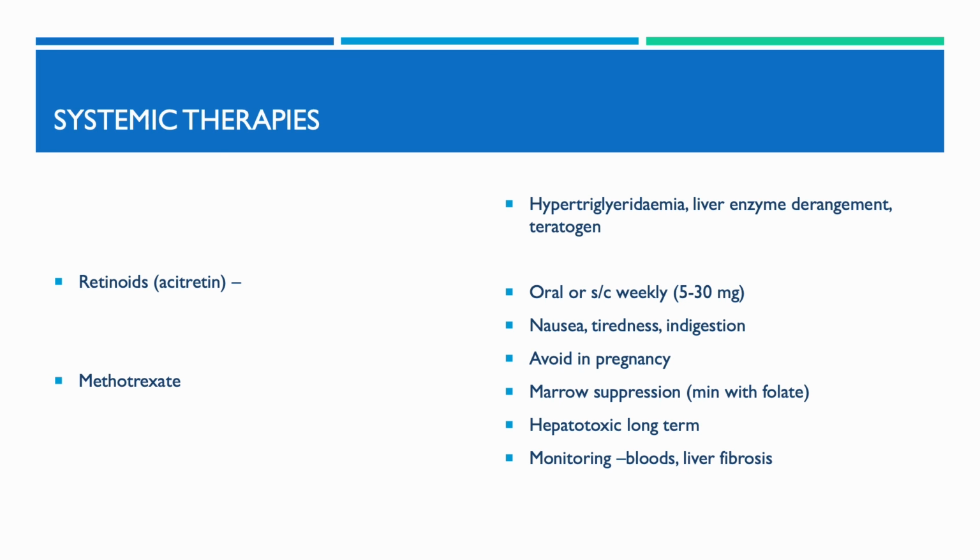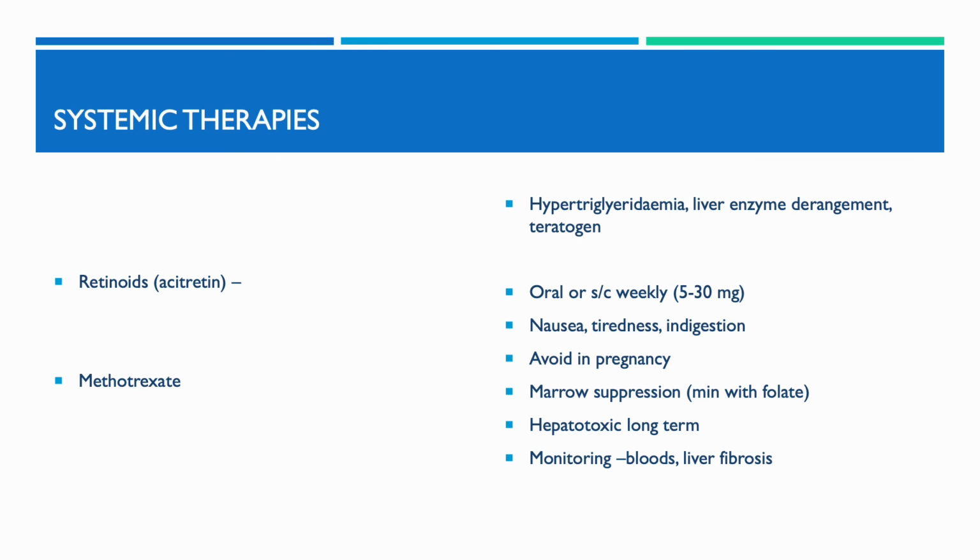And we use anywhere between 5 and 30 milligrams weekly. We usually give it with folic acid supplements to prevent some of the side effects of methotrexate. And methotrexate, again, we will often start at a low dose, escalate the dose up, but if it's going to work, you're generally going to see improvement by week 12.